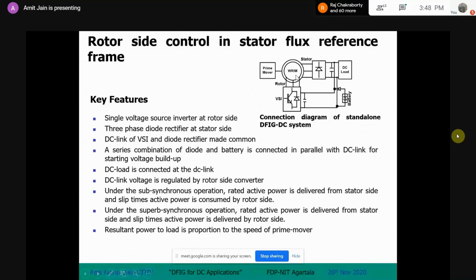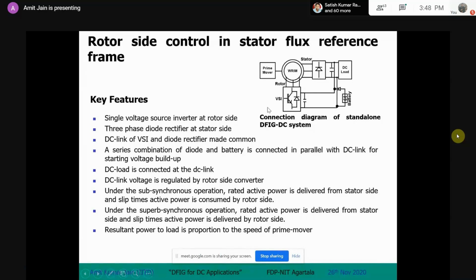You put a diode rectifier on the stator side. Again, it was connected to the AC grid directly, but now you have to connect to a DC grid, right? So you put a diode rectifier. Nothing has changed much. On the stator side, again, you are always generating 10 megawatt as in the previous case. The wind speed is varying from 8 meter per second to 12 meter per second. The machine is rated for, let's say, 10 megawatt. So 10 megawatt of power is going from here.